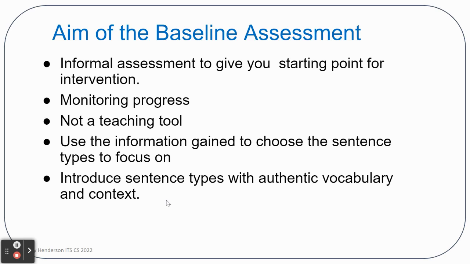The information in this assessment will help us to choose what sentence types to focus on. So again, if you've attended the training, you'll know there's the sentences, the who doing what, the who doing where, who doing what where, using the cloud words. So there's lots of different sentence types. This assessment will tell you which one we need to start working on. And then following on from that, you can introduce the sentence types with authentic vocabulary and within context of that child's life. That's going to help the child to generalise the language skills to many different contexts.